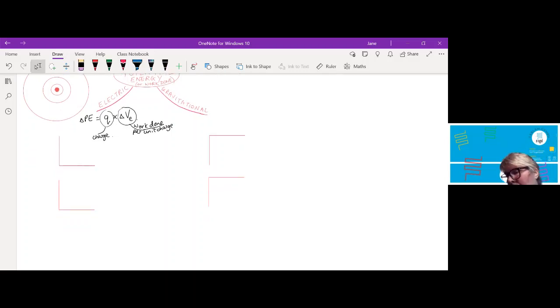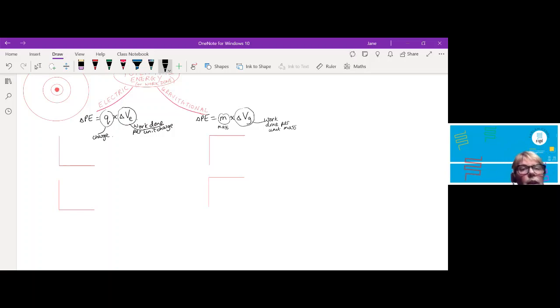Let's do the same thing for gravitational potential energy. The change in potential energy will be given by the mass times the change in gravitational potential. Again, that will be in joules. You're doing the same thing: this is the work done per unit mass, and if you multiply it by the mass, it gives you the potential energy.